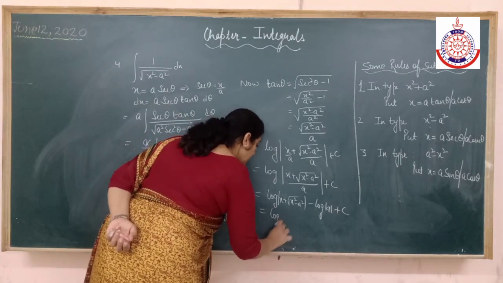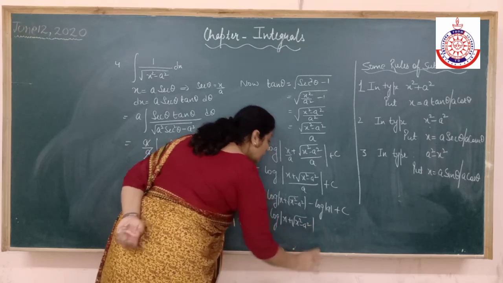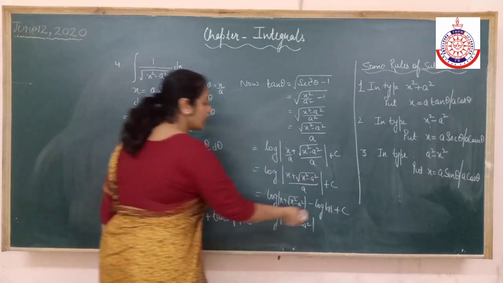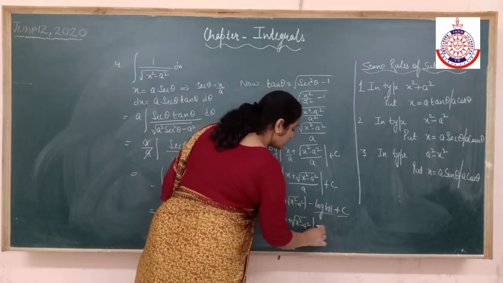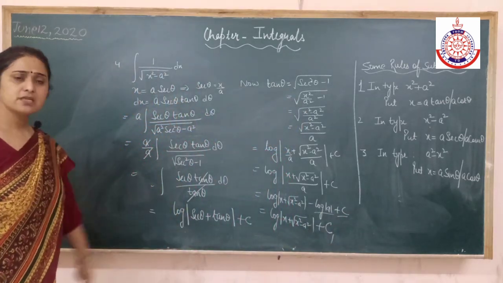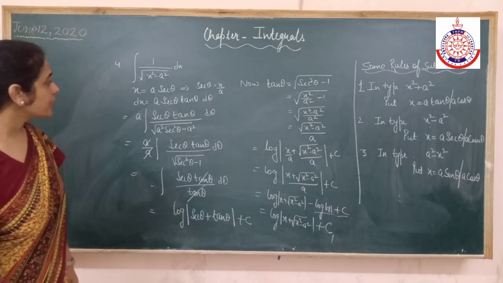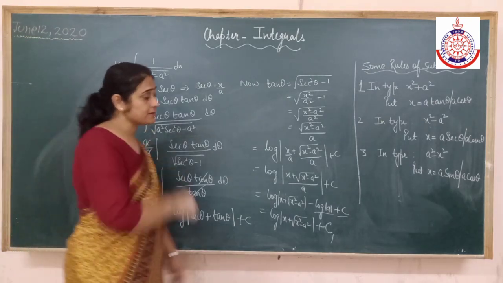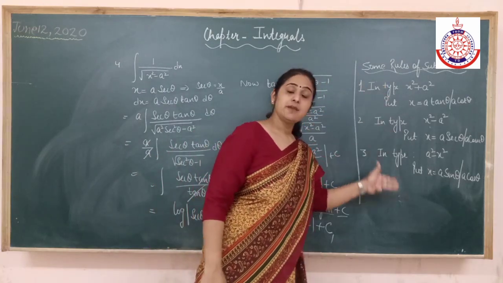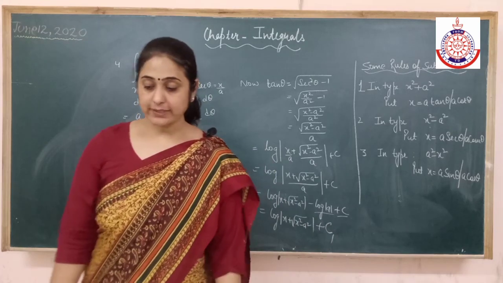See, it's a constant log a. Log a is a constant. This is constant, this is constant. Ultimately, this is one constant. Constant plus constant is constant. So I can write C1 or you write just C. That doesn't matter. Alright, so this is how we are going to derive. And for the derivation, very, very important rule these are. Alright, let's check the next one.